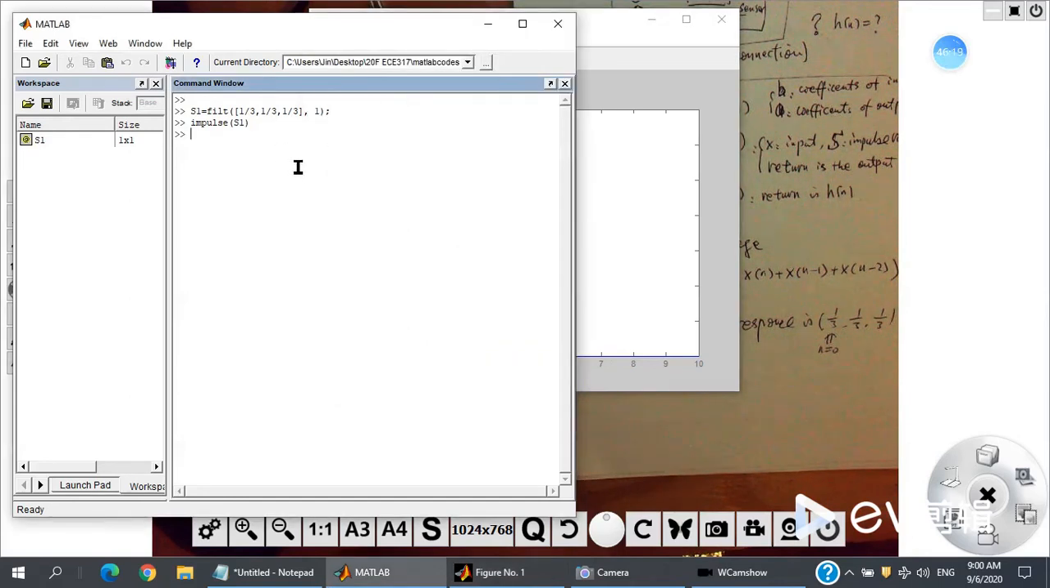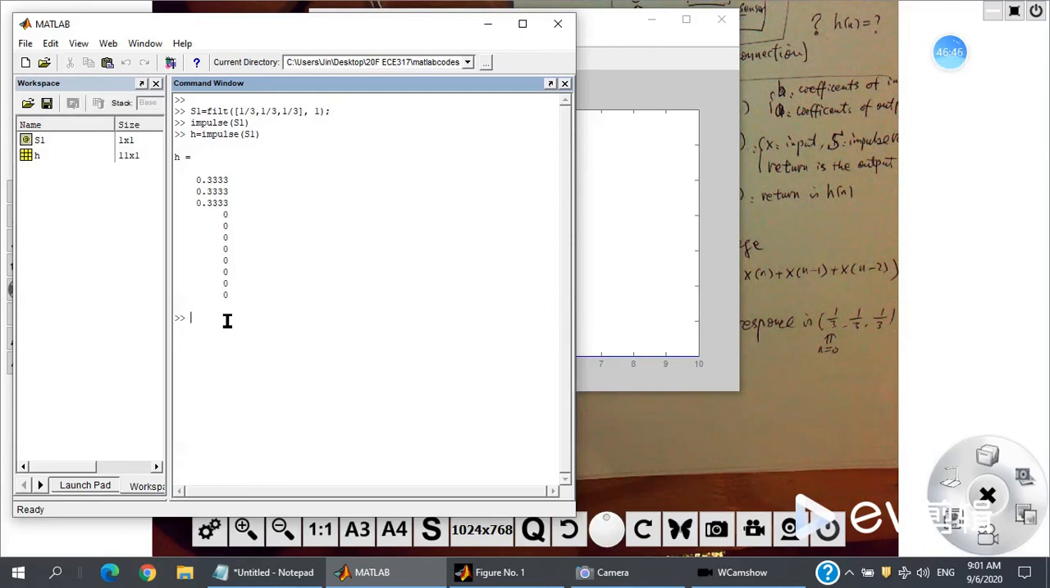Yeah, we can save the impulse. I say h equal to impulse. I use this function this way, then the system will not give us the graph. The value will not go to a graph, but go to this h. You can see h. Yeah, this is h: 1/3, 1/3, 1/3, then zeros. Right, this is h.